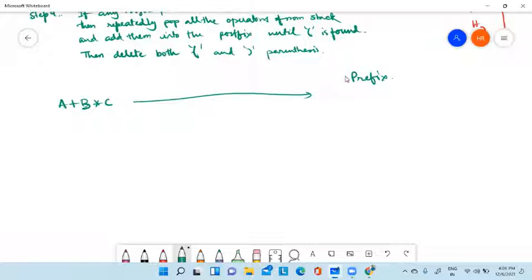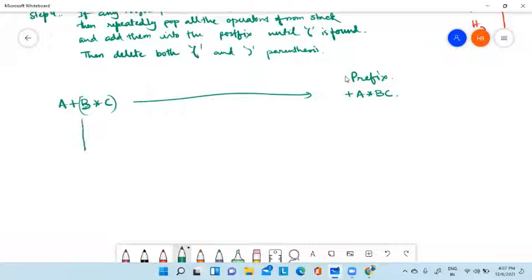First B, C into will be performed. So it will give you plus A into B, C. Correct? First this will be executed. So in prefix it will be into BC, then A plus means plus A into BC. So this is your prefix. How will we get this from this using stack?